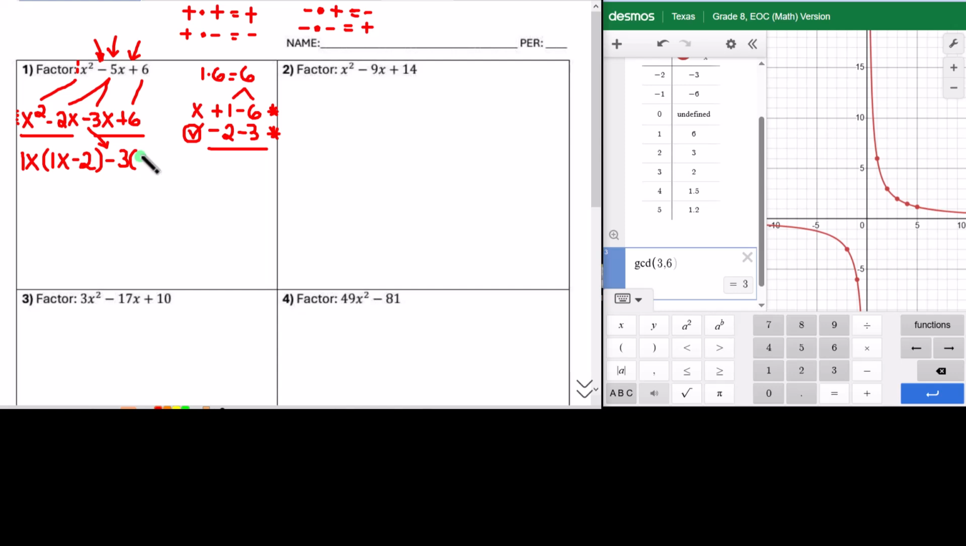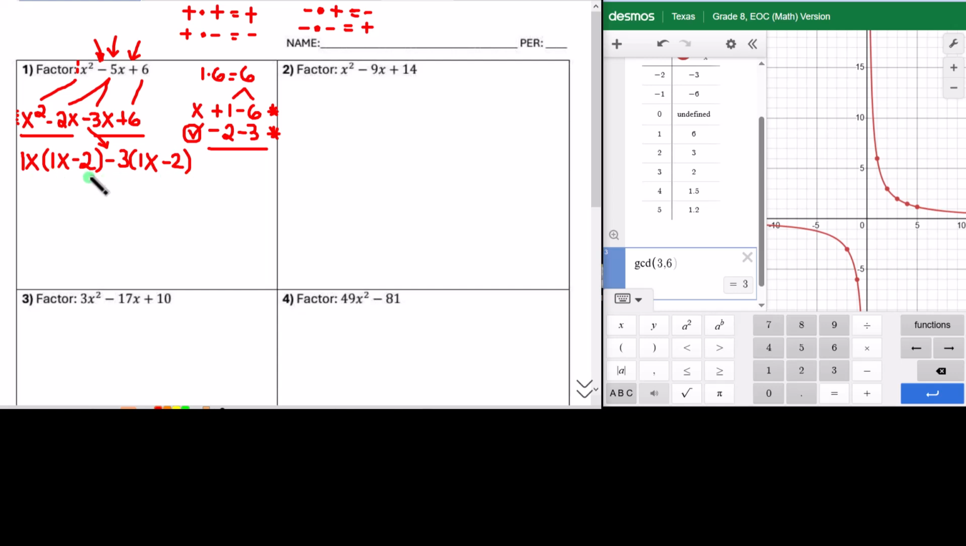-3 divided by -3 is 1. I have 1x, none is being removed, so I keep the x. 6 divided by -3 is -2. And there we go. Now we have two terms. This is representing the first term, and this is the second term.